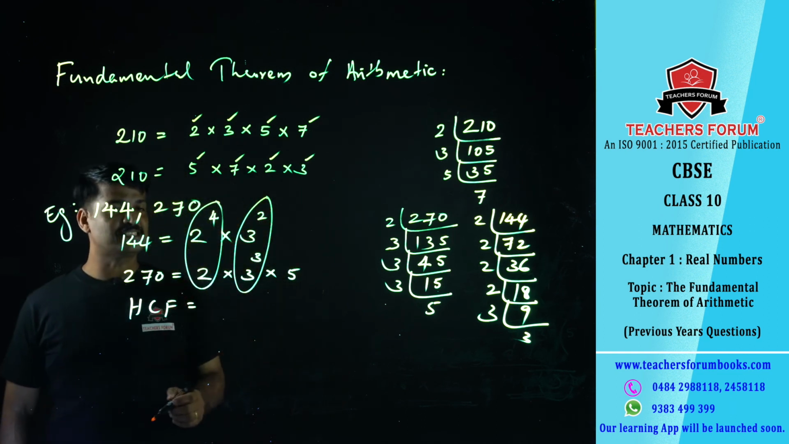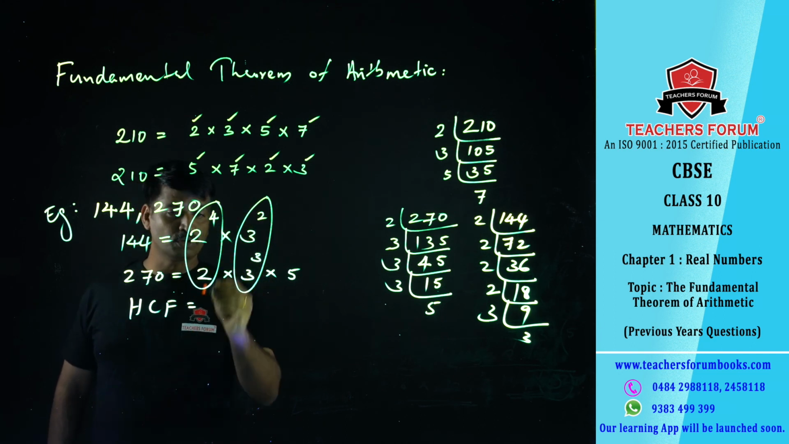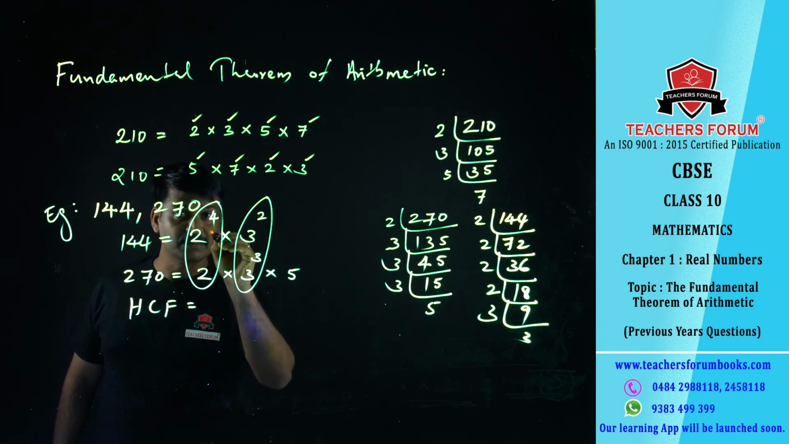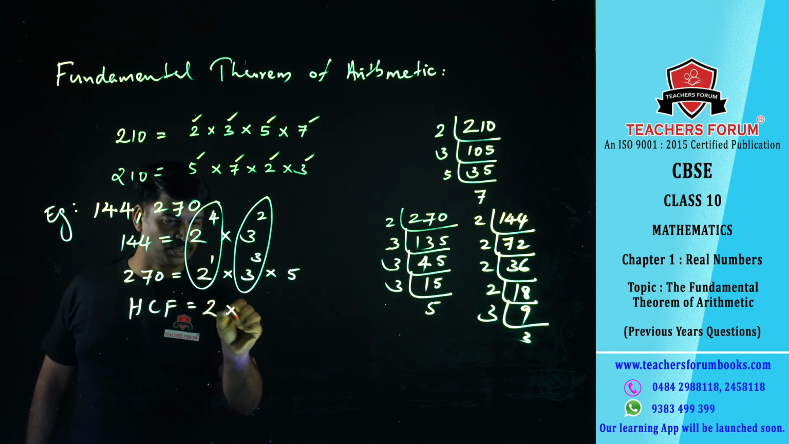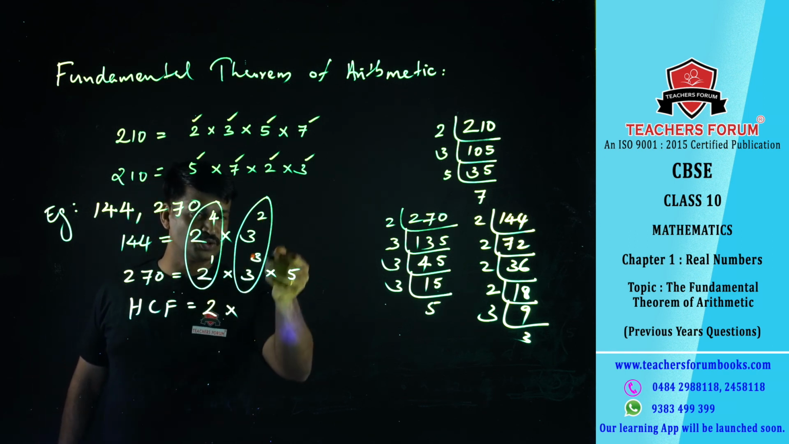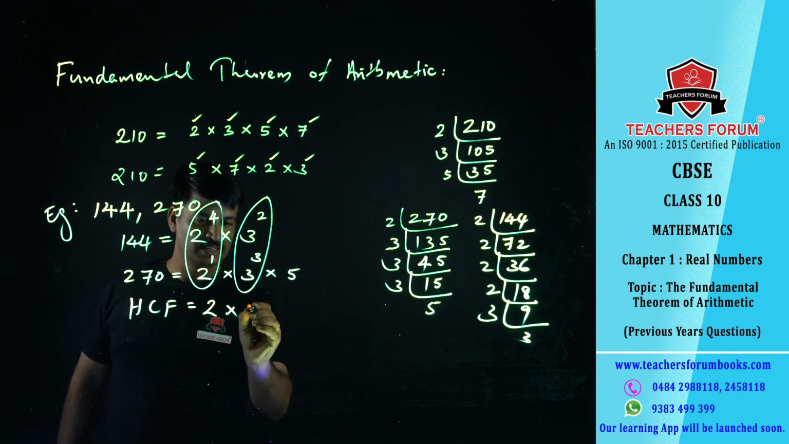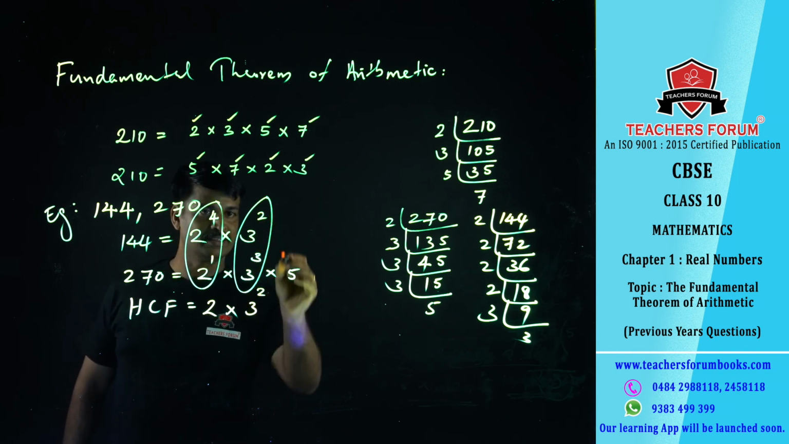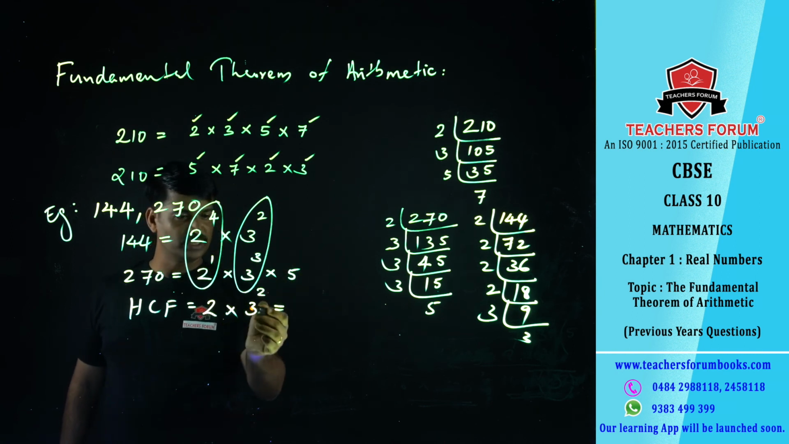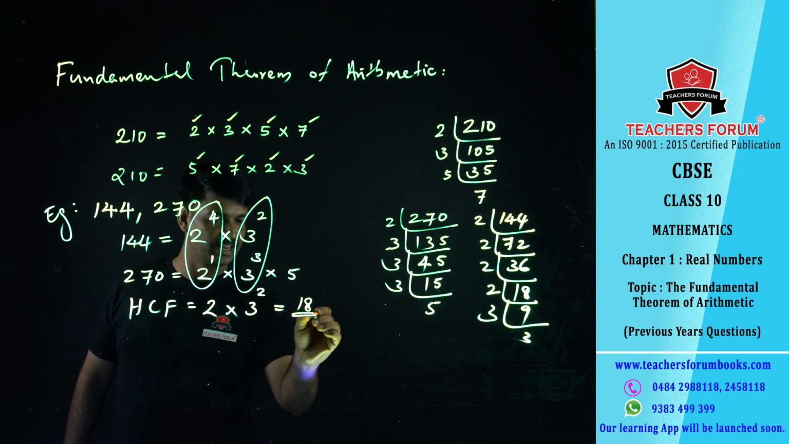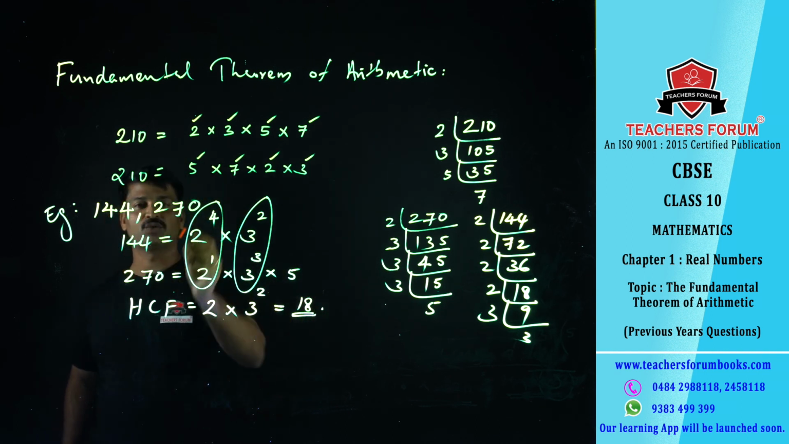So to find the HCF, among these two, you should go for the least power. So the least power is 1. So HCF is equal to 2 into, here 3 is raised to 2 and 3 raised to 3, you should go for 3 raised to 2. And these are the only common factors. So the HCF is equal to 2 into 9, that is 18. So 18 is the HCF of these two given numbers.